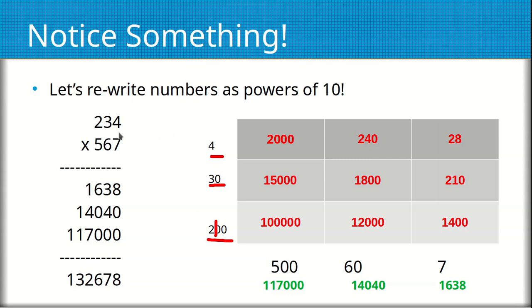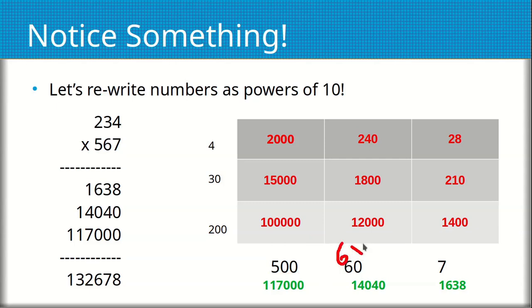234, which is our first number we added here, is 200, which is 2 times 10 to the 2, plus 3 times 10 to the 1, plus 4 times 10 to the 0. The same goes for 576. It's actually 500, which is 5 times 10 squared, right? 5 times 10 squared. Sorry about my mouse there.